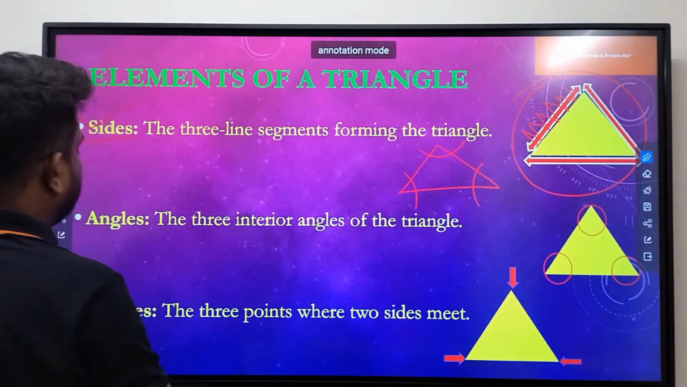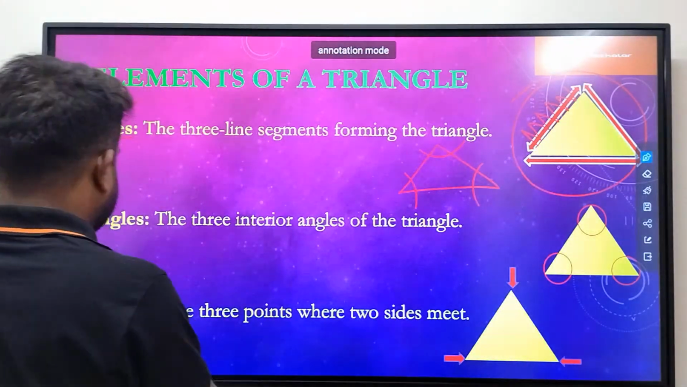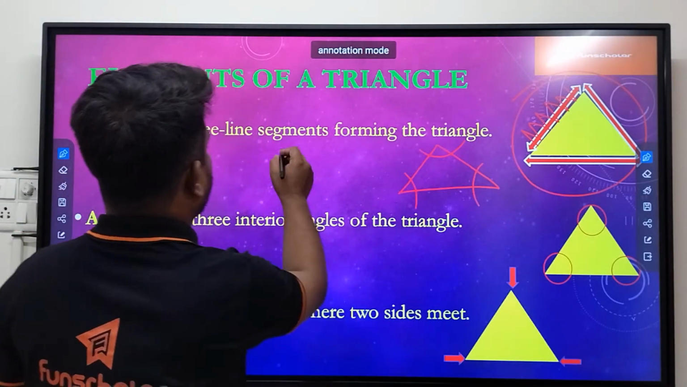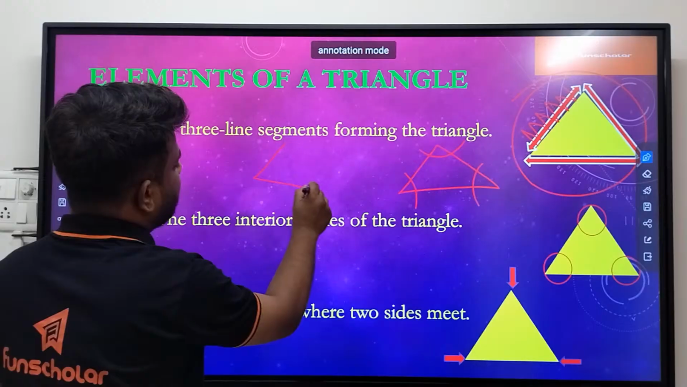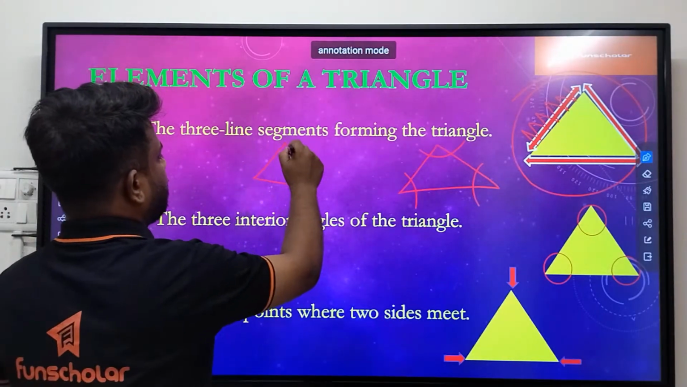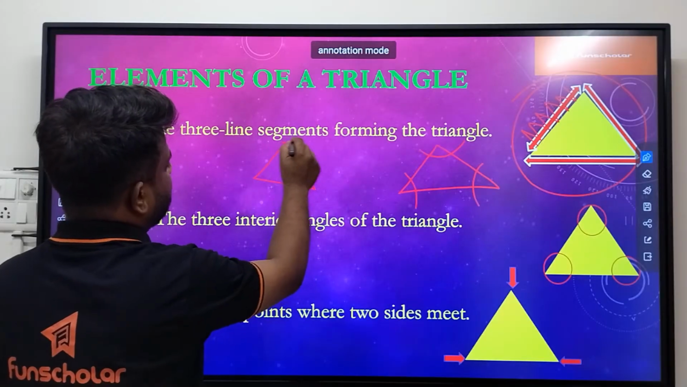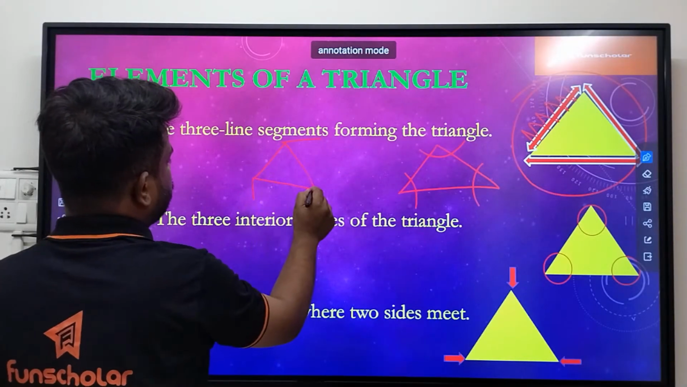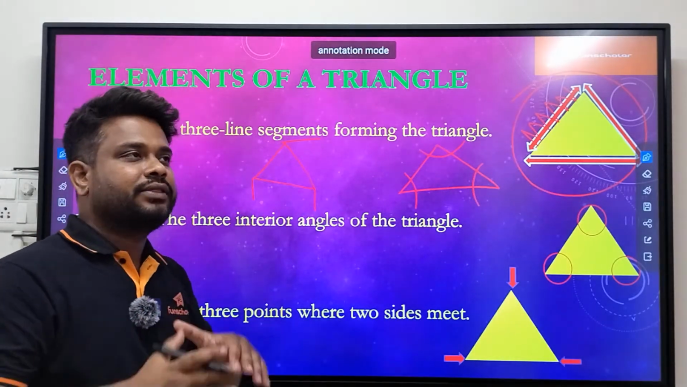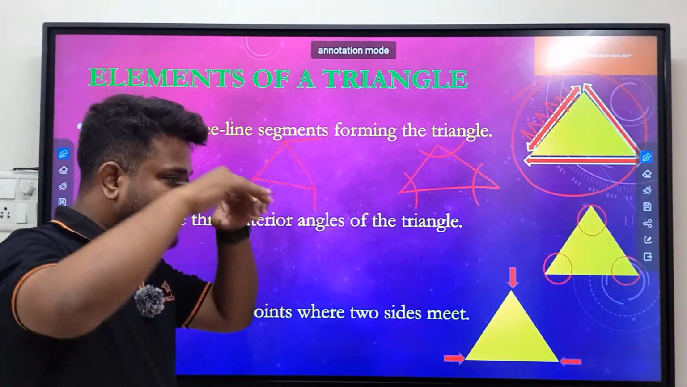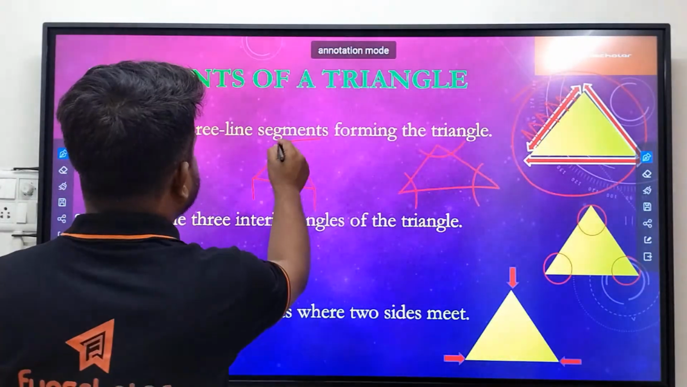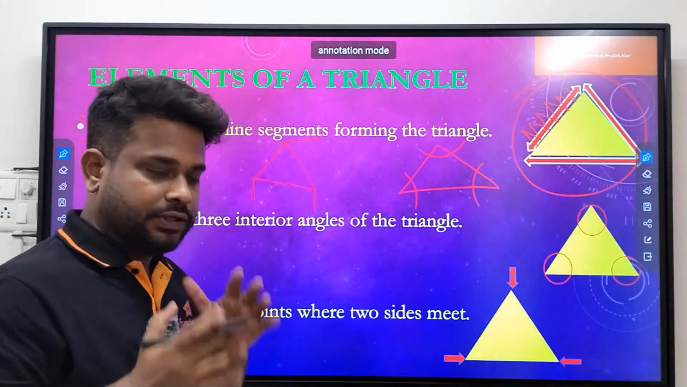And now the third one is vertices, the 3 points where two sides meet. Talking about two sides, a triangle has three sides. Two sides are meeting here, two sides are meeting here, and two sides are meeting here. So these 3 points are the meeting points of the sides. So these all will be called the vertices.